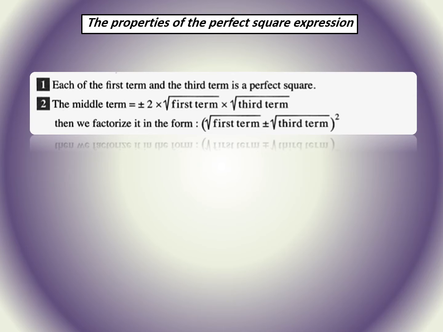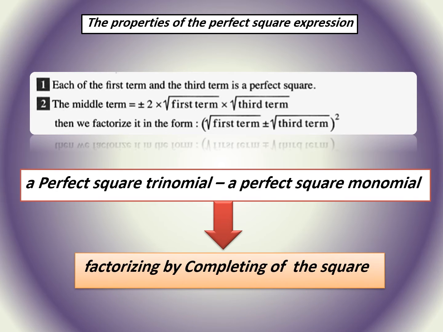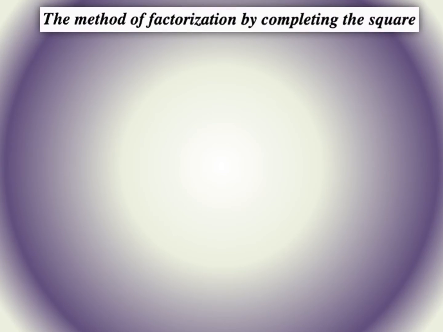term. There are some expressions which are not perfect square, but we can complete them to be written in the form of a perfect square trinomial minus a perfect square monomial. Then we factorize them as a difference between two squares. This method is called factorizing by completing of the square. Let's learn the method of factorization by completing the square.